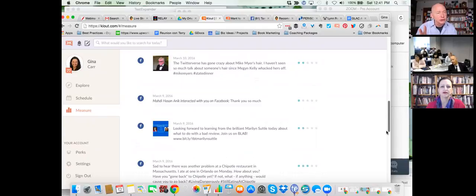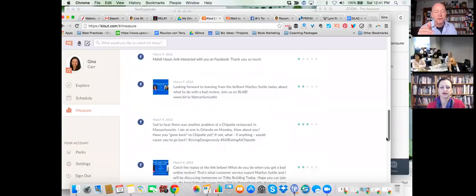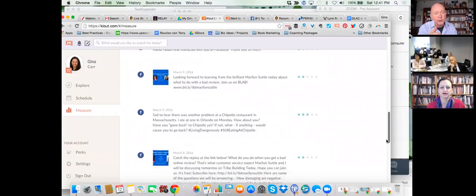That generated 2. And then you'll notice there's a 3rd one down there, and you think, okay, what was it about the 3rd one that generated more information? It was also on the 9th when you said, sad to hear there was another problem at a Chipotle restaurant in Massachusetts. I ate at one in Orlando on Monday. How about you? Et cetera. This is something, when you think about it, that makes sense.